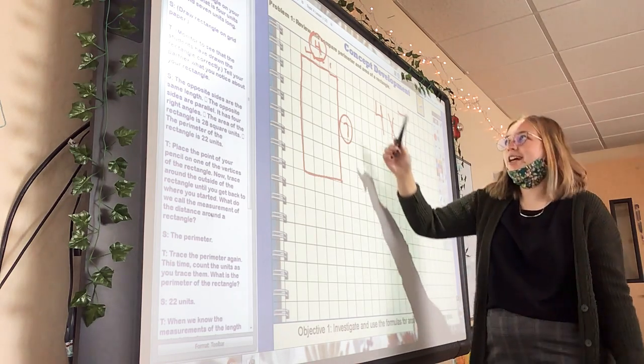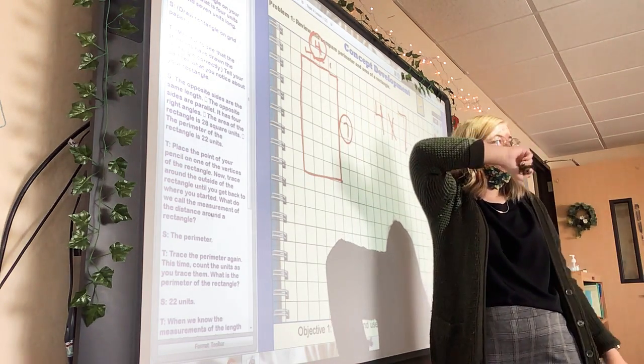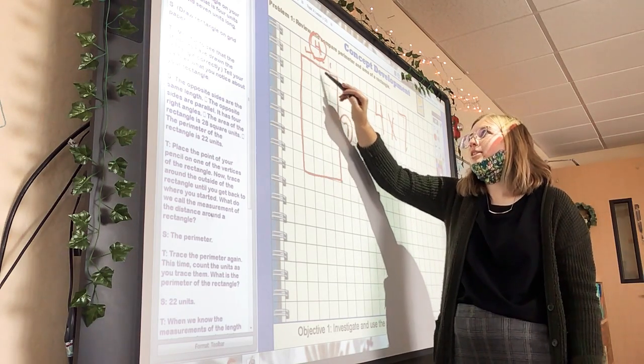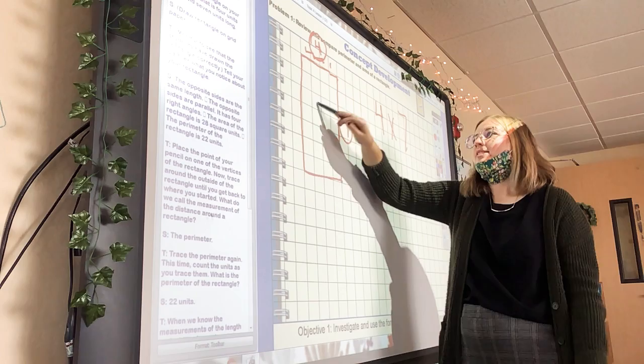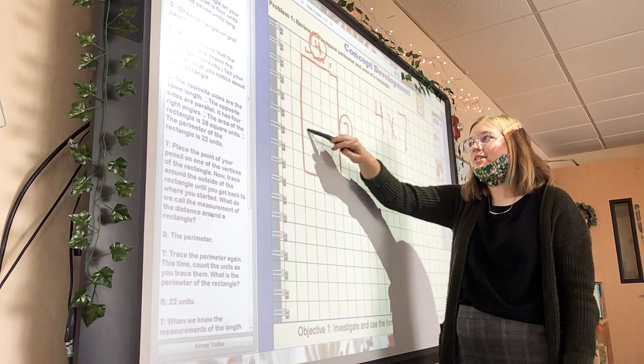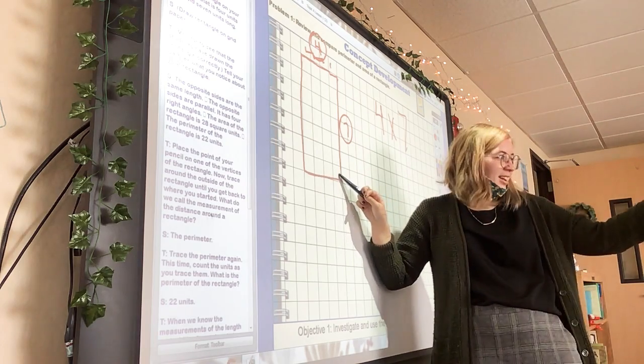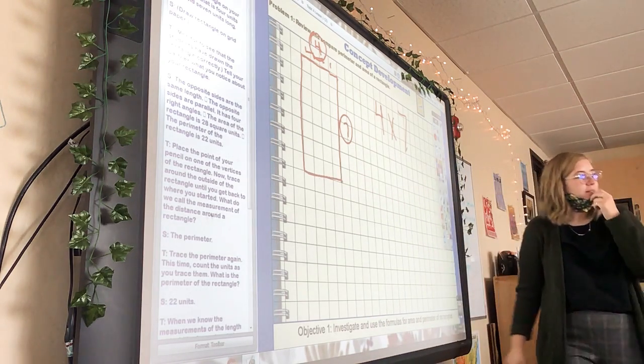So 28. Good. Now, in order to make that connection, I'm going to count how many squares are on the inside. 1, 2, 3, 4, 5, 6, 7, 8, 10, 11, 12, 13, 14, 15, 16, 17, 18, 19, 20, 21, 22, 23, 24, 25, 26, 27, 28. 28. Love it.